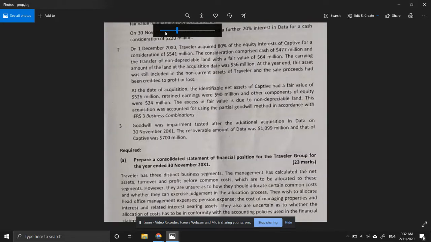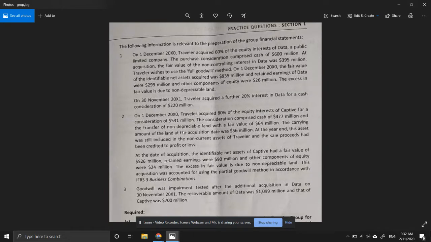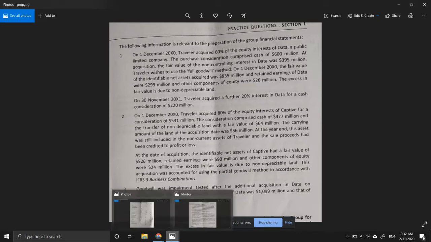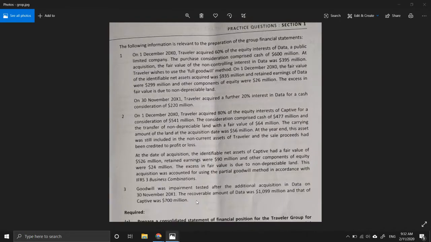So what has happened? On 1st December 20x0, that means exactly one year ago, Traveler acquired 60% of the equity interest of Data, a public limited company. The purchase consideration comprised cash of 600 million. So 600 million has already been given. Isn't that the same amount over here for Data? Why is it 820? It acquired a further 20% interest for 220. 600 plus 220 is 820, so that's how the figure is there. So it's justified. NCI at the date was 395, right?